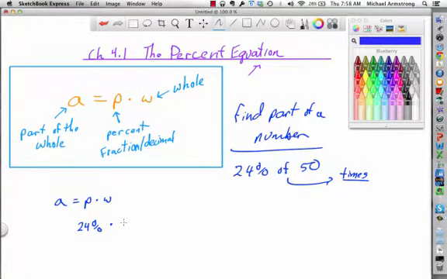So A equals 24% times 50, and then the A is the part of the whole. So we're finding part of a whole. So the A is our variable. That's the thing we don't know in this equation.